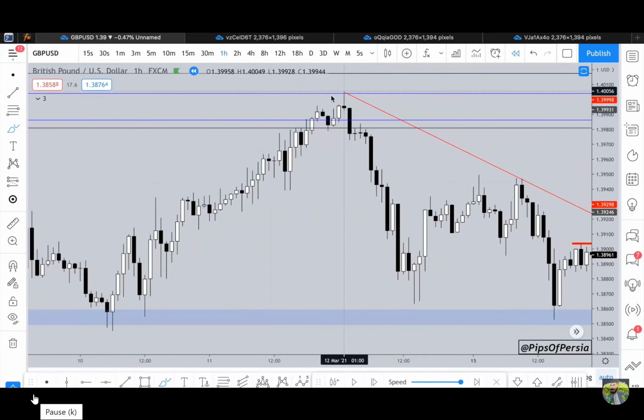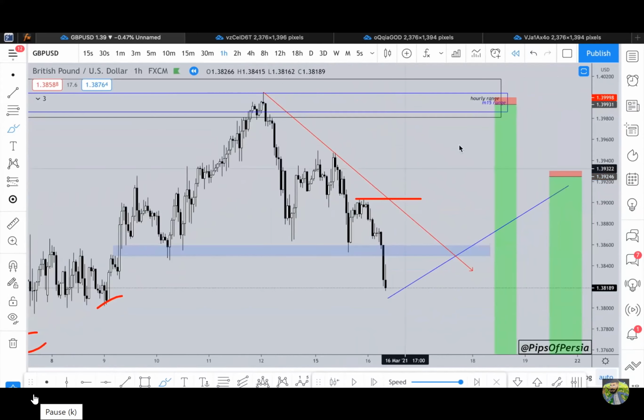We can see clear signs of imbalance on a lot of time frames. We can see drop-base-drop formations. Again, this is an area of supply at the end of the day coming back down. So now my points of interest would be up here. I would be looking at specific points of interest somewhere up there.